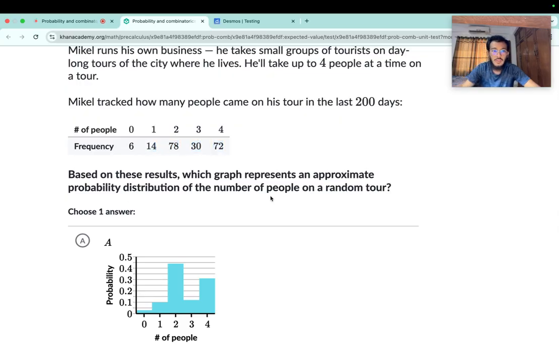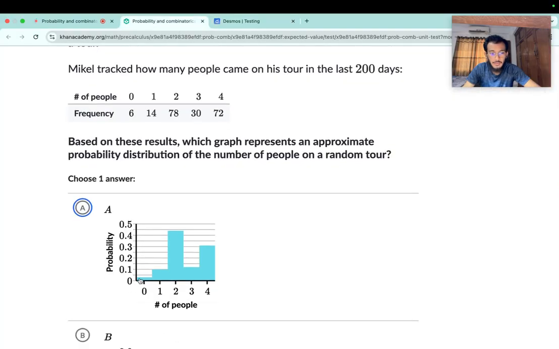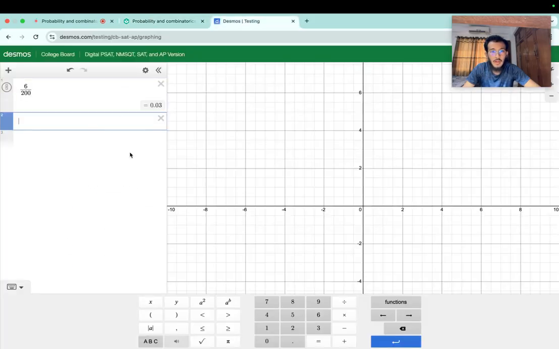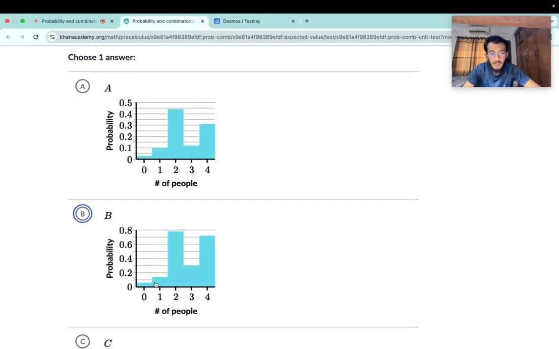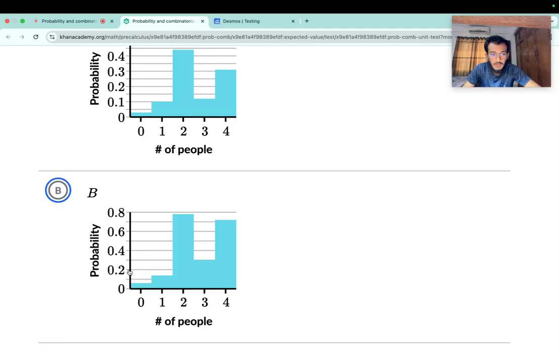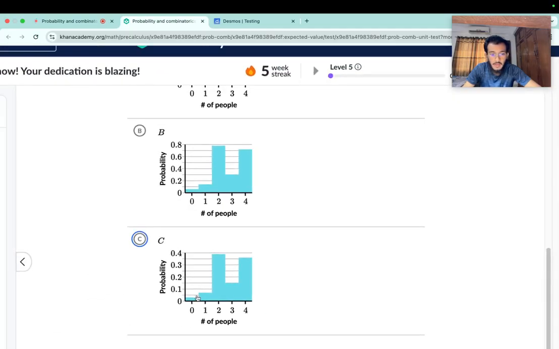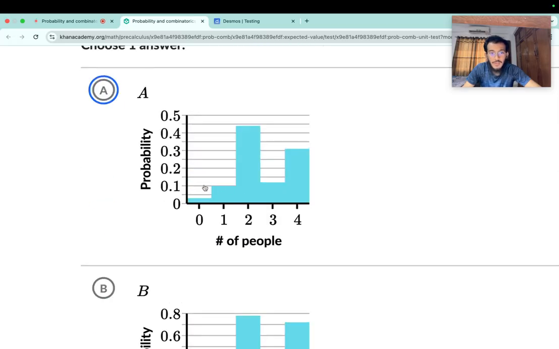So for 0 people, we can expect 6 out of 200. 6 out of 200, so that is a probability of 0.03. Seems right, 0.03. Okay, with 1, we expect 14 upon 200, which is 0.07. Here we have more than 1. If this is 0.2, this is 0.1. B cannot be our answer. 0.07. Okay, so if this is 0.5, then this can be 0.7, but this is almost equal to 1.